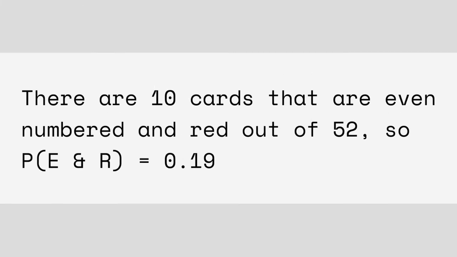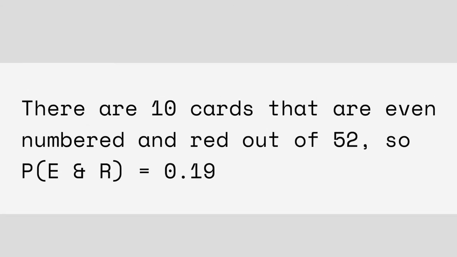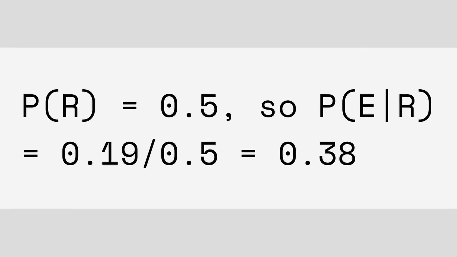All right. Okay, so there are 10 cards that are even numbered and red out of 52, right? So 2, 4, 6, 8, 10 of diamonds, 2, 4, 6, 8, 10 of hearts. That gives me 10 cards. So there are 10 cards that are even numbered and red out of 52. So the probability of getting a card that is both even and red is around 0.19, rounded to the nearest percentage, okay? Okay, and the probability of me getting a red card is 0.5.